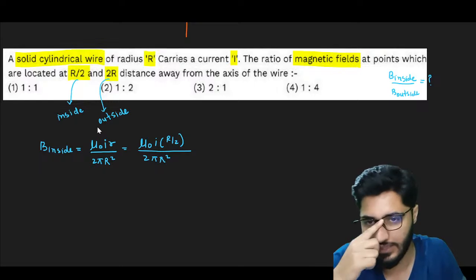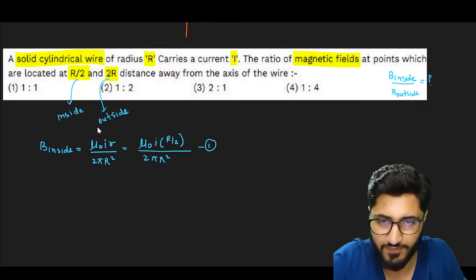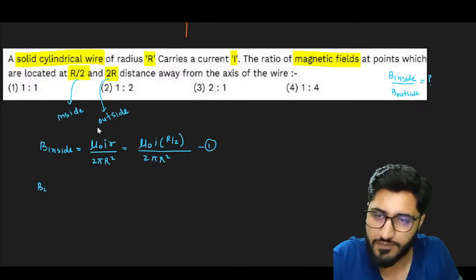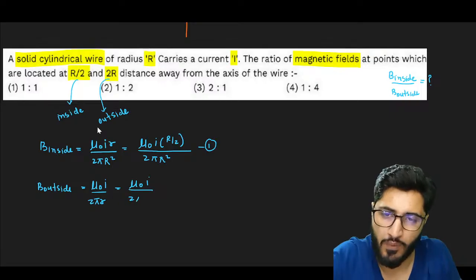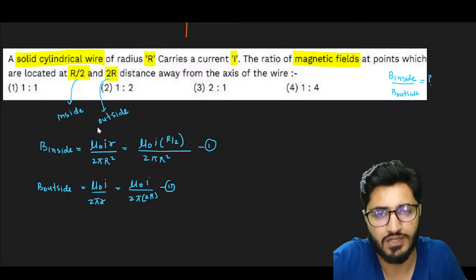Clear now? Equation number first. What is B outside? Is it only mu naught I divided by 2 pi r? Yes, sir. I will write here mu naught I by 2 pi. What is r? r is nothing, it is 2r. Second equation. Divide these two.